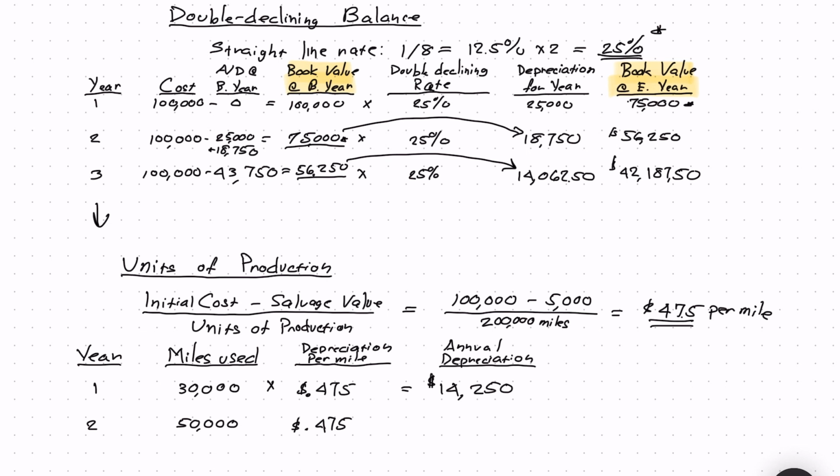In year 2, following that same process, we used our dump truck for 50,000 miles, multiplied by our rate of 47.5 cents per mile. We end up with $23,750. And that's how we would go ahead and complete depreciation using these 3 different methods.